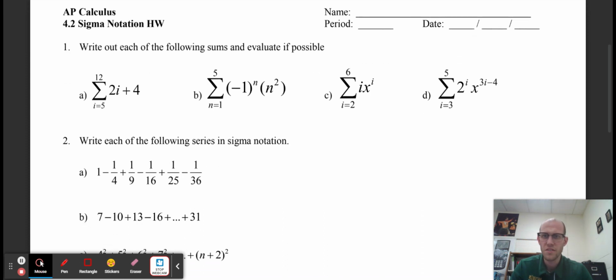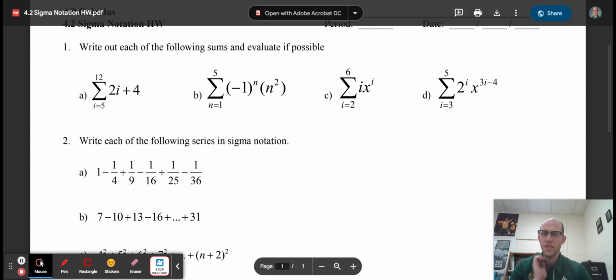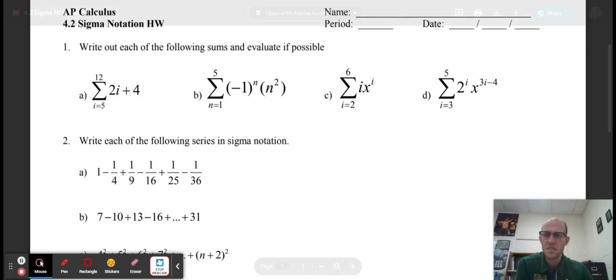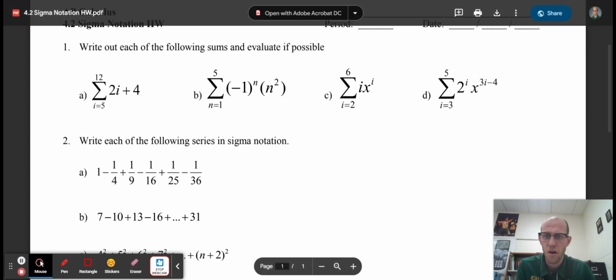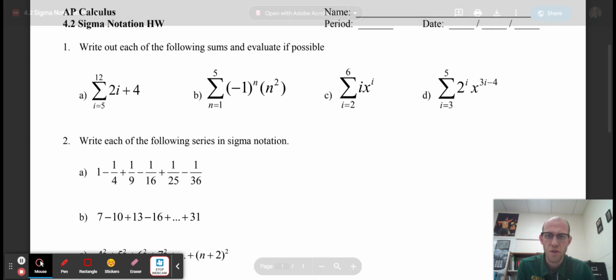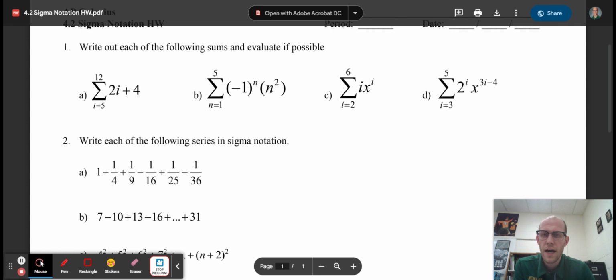All right, so now let's try some of the homework together. I want to go over the instructions for each section first. The first section is what we've been doing. We're trying to write out the sums and evaluate them if possible. So we might get something that looks like an equation with x's, and then we just leave it. Notice how they all end. They don't ever go to n. So that's one thing you may have to do, or that you will have to do right here.